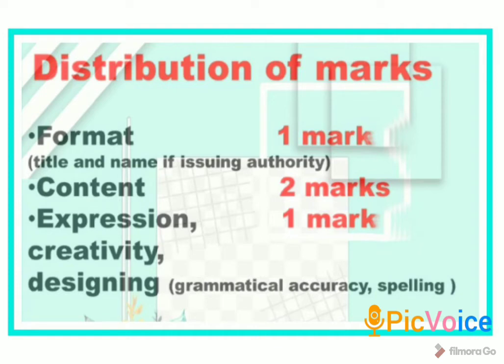After formatting of the poster, the next thing that matters is the content part of your poster. That carries 2 marks. It includes the language and the main points of your content. The selection of words should be simple and quite understandable by the audience. After formatting and content, the expression and creativity of your poster is also checked. It's of 1 mark. Here, grammatical accuracy and spellings are also checked.